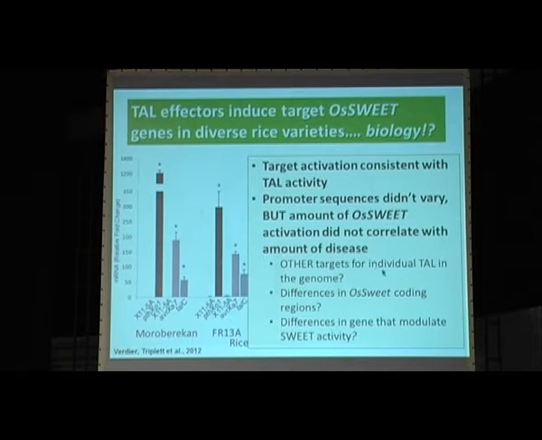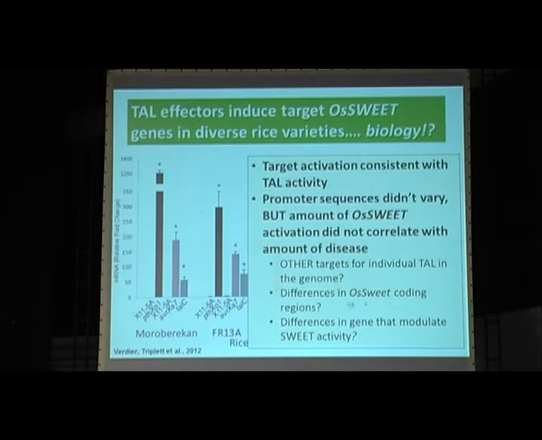So there could be a number of reasons for this. While the target activation was consistent with the activity, and the promoter sequences didn't vary, Lindsay went in and sequenced the promoters from the OS-SWEET genes from these varieties, and they didn't vary, yet the activation didn't correlate. So our hypothesis is that there could be other targets for individual TALs in the genome. What that means is that they're not just activating one gene, they're possibly activating a number of genes. So if you're thinking of engineering rice to respond to a particular TAL, you need to think about what other things it's activating. So that's number one.